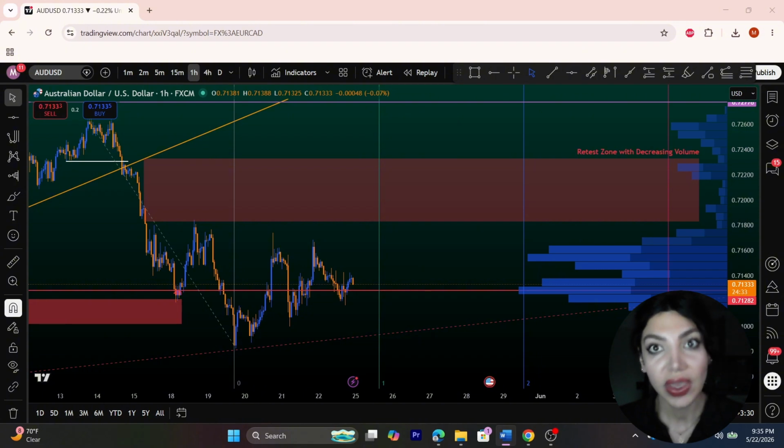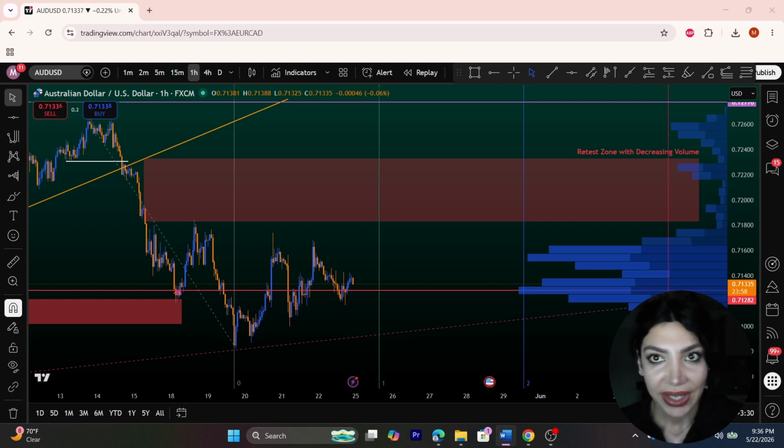Instead, we saw the opposite. Price pushing higher with weakening participation. That tells us buyers are technically losing momentum. And in many cases, that kind of structure suggests the move is not organic demand, but rather a liquidity driven retracement designed to fill orders before continuation lower.